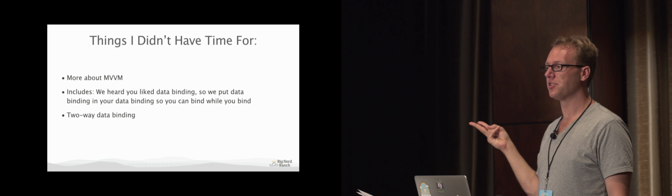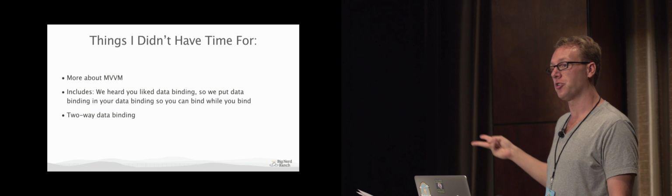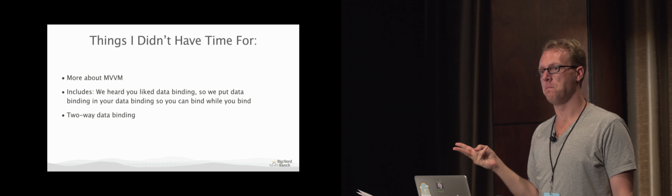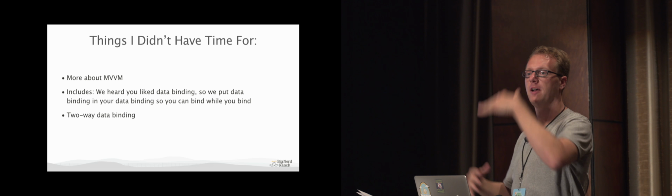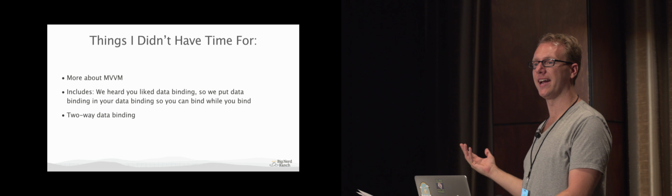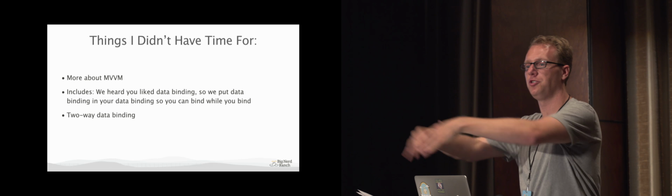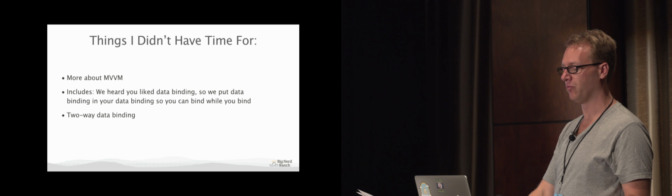Includes. This is where we have data binding within our data binding. It turns out this is really handy in practice. I was kind of skeptical of it, but it really becomes invaluable. It allows me to compose binding layouts together. And then finally, two-way data binding. That's where I am able to send stuff to and receive stuff from. So like I have an editable text view or something like that.